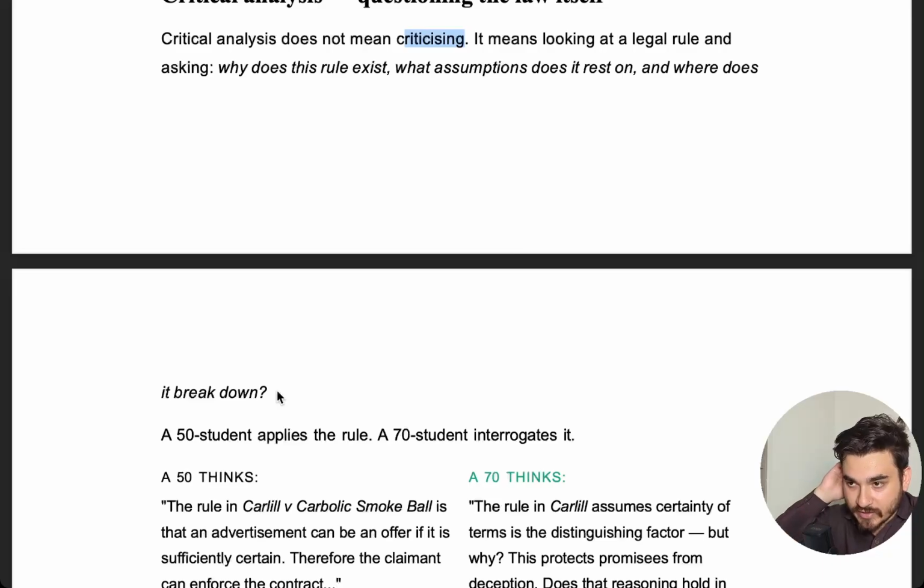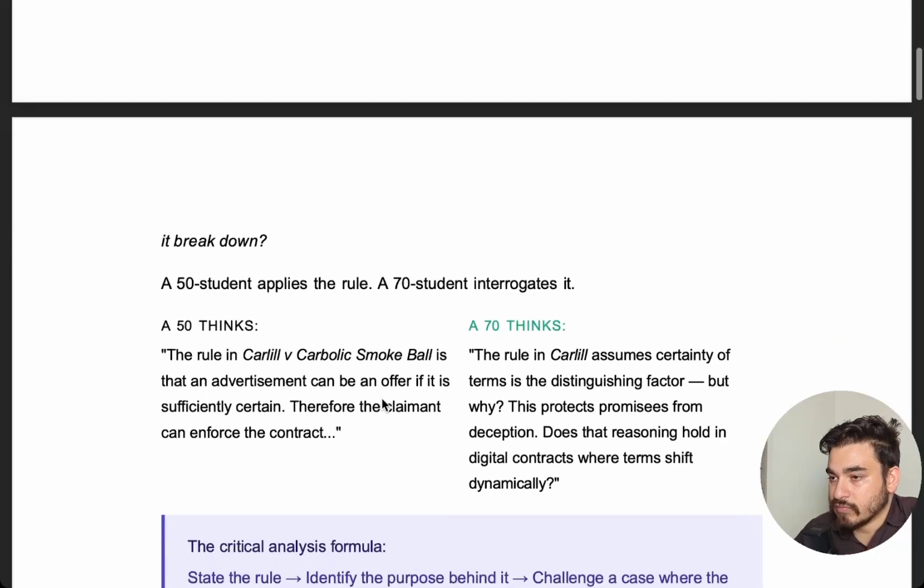So if in the exam you get a question and you want to analyze a law, these are the 3 questions that you need to ask yourself for critical analysis. Why does this rule exist? Why does the rule of offer and acceptance exist? After that, what assumption does it rest on? That's what you're looking at. Does that assumption make sense as of 2026? Where does it break down? So what is the issue in the law? If there is no issue in the law, the examiner is not going to ask you the question. So what is the issue in the law?